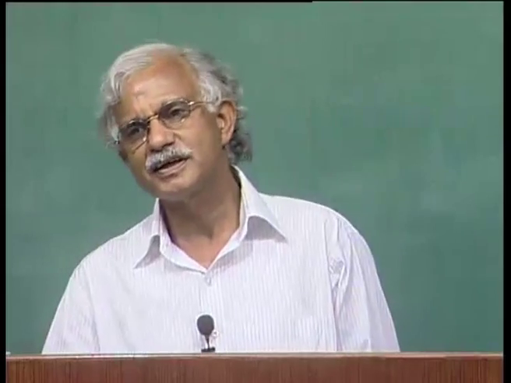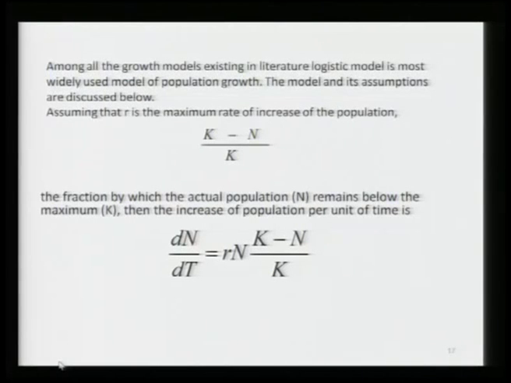So, now let us look at the logistic model, some aspects of it and what ultimately it gives us. Assume that r is the maximum rate of increase of the population. What does maximum rate mean? Maximum rate means that population rises at a slow rate, then its rate increases, but once a certain number is attained, the rate of growth of population starts falling.